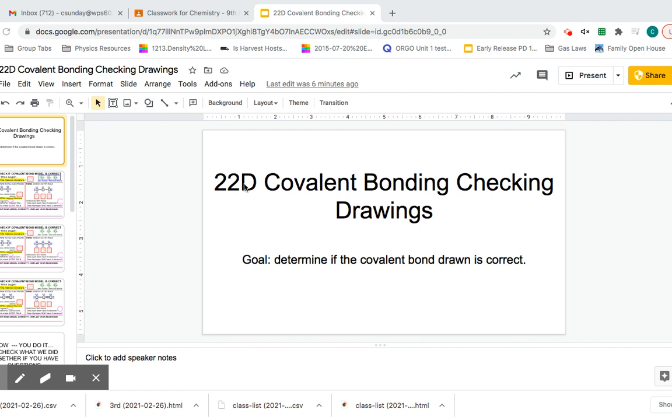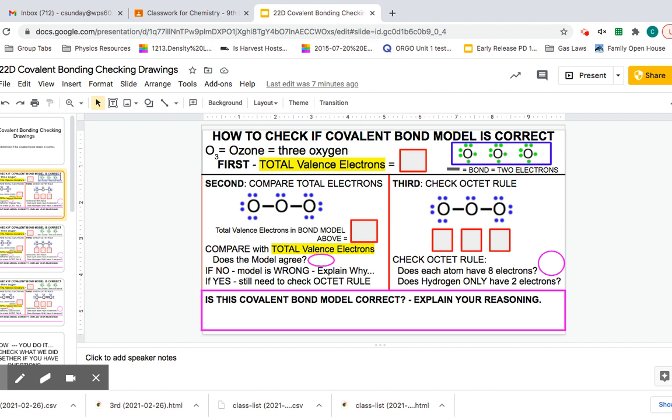Okay, so this is 22D, covalent bonding, checking drawings. Your goal here is to determine if the covalent bond is drawn correctly. We have done this in the past, but after the last 3 days of drawings, I figured that maybe recapping, taking a step back, and then hopefully things make sense in our mind a bit more. So, on to how we do this.